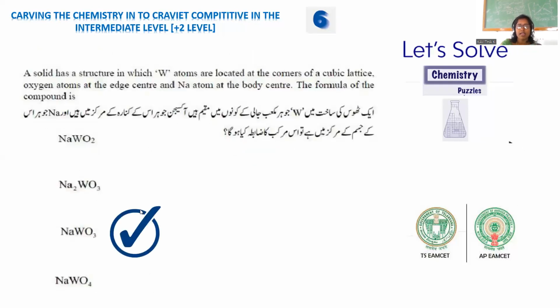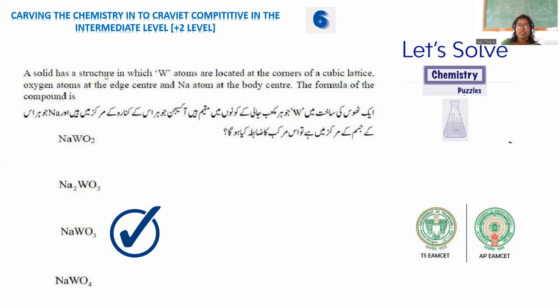Let's go with the last question of the session. A solid has the structure in which tungsten atoms are located at the corners of the cubic lattice, oxygen atoms at the edge centers, and sodium atom at the body center. The formula of the compound, the right answer will be NaWO3. NaWO3 is the right answer. Let's see how it will be achieved.